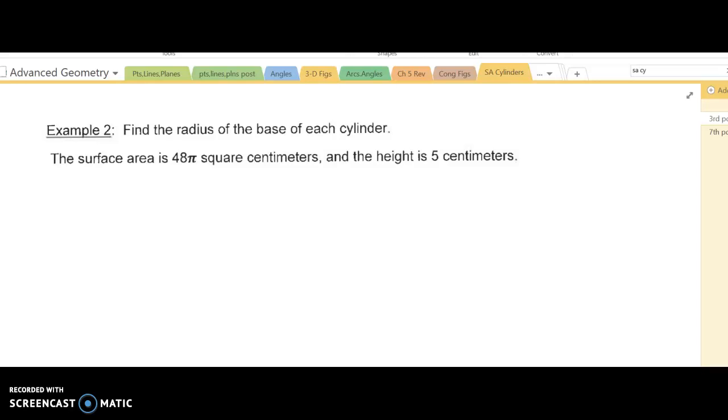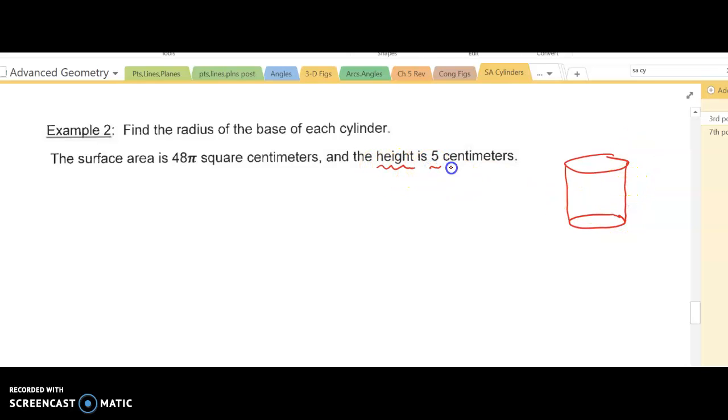Okay, so for this last example on the cylinders packet, example 2, find the radius and the base of each cylinder. The surface area is 48 pi square centimeters and the height is 5 centimeters. So this is similar to that problem we did on the last note packet where they give us the surface area and we have to find something.